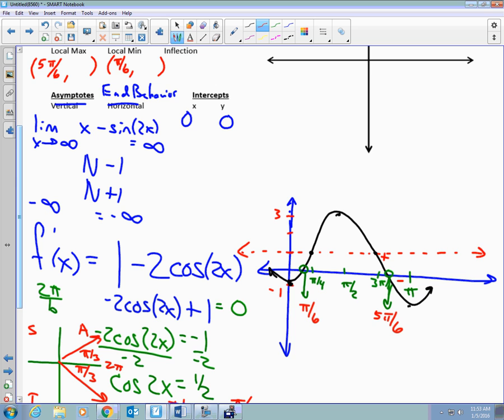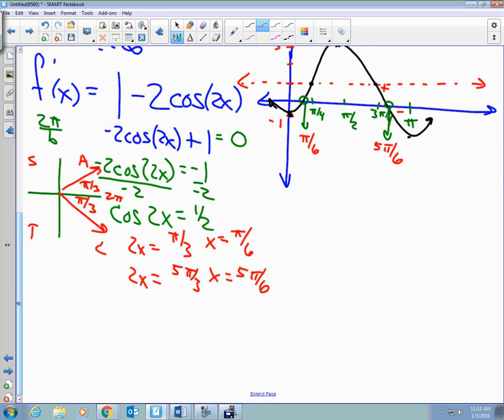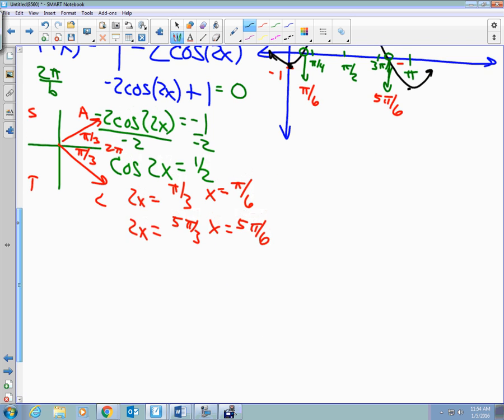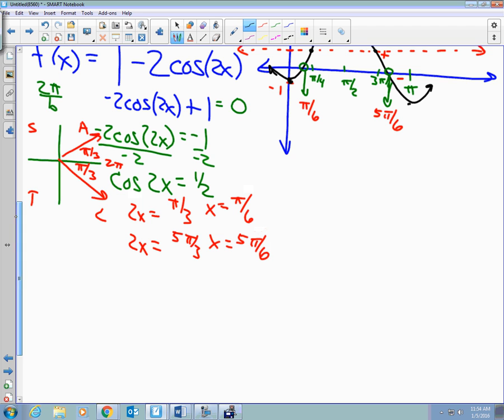Okay, so now we need to do concavity, and concavity is a lot easier because when we take this derivative, we come up with a much nicer result. F double prime. What is the derivative of 1? 0. Derivative of the inside, 2, times the derivative of the outside. So it'll be a total of 4 sine of 2x. That's my second derivative. Once use the chain rule. The derivative of cosine is negative sine. I'll get rid of the negative, and the 2 on the inside will create a 4.